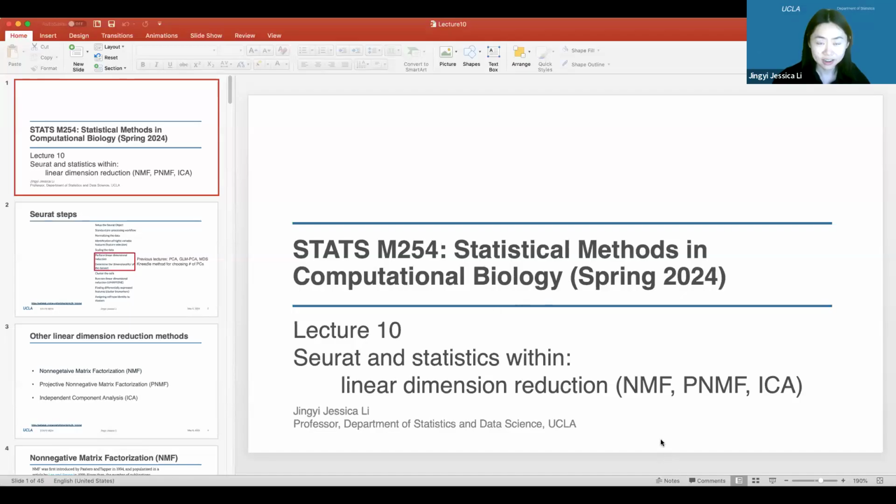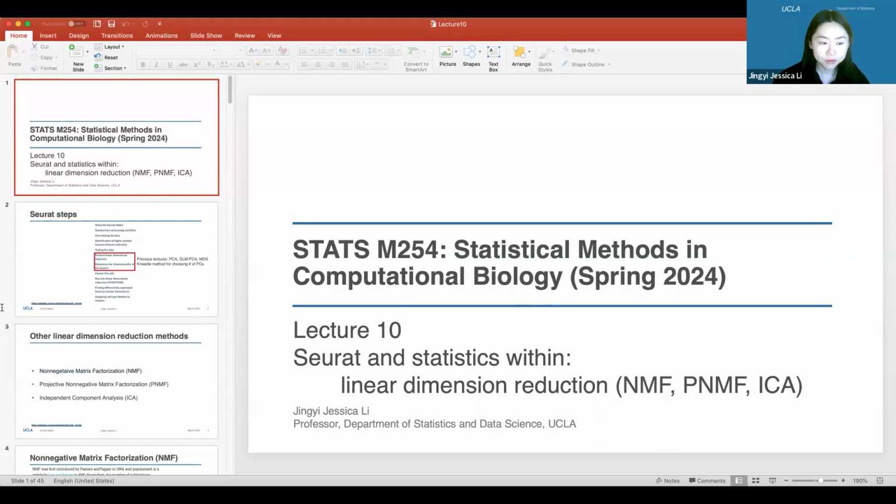All right, so last lecture on Monday, we talked about NMF, non-negative matrix factorization, and PNMF, which adds the projection functionality to it, allowing it to, say, project a new data set. So that's the specific difference.